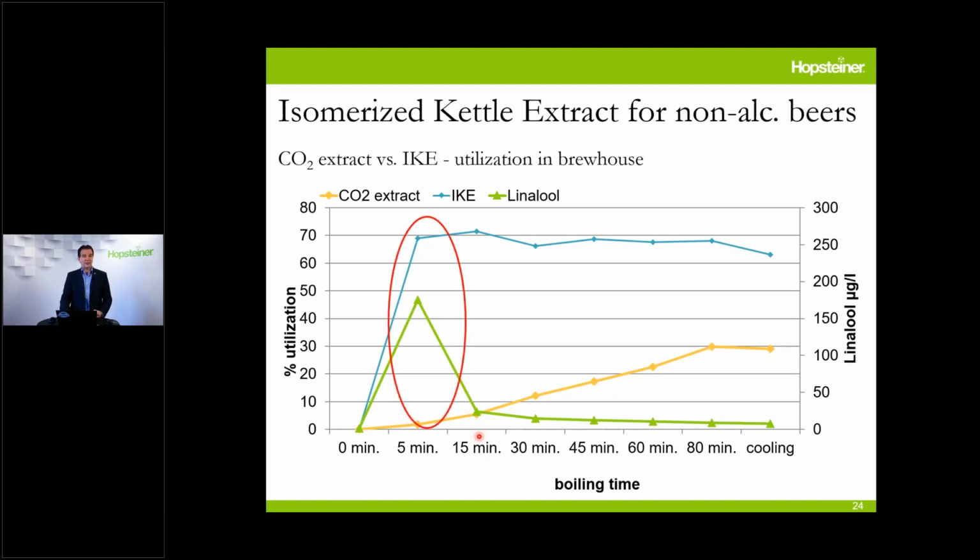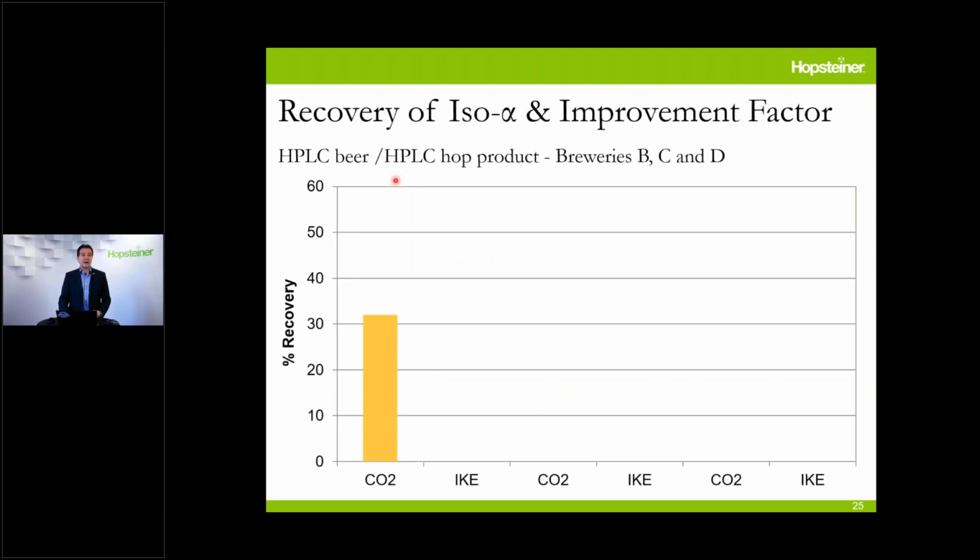And that is something that you can push from an early dosage point to a very late dosage point, let me say 5 minutes or 10 minutes before knockout. You will see that you have a good utilization of the iso-alpha acids from the AIC, and you will also have a good and reasonable utilization regarding linalool. And so late addition is always a good choice if you have a pre-isomerized product used in the brew house.